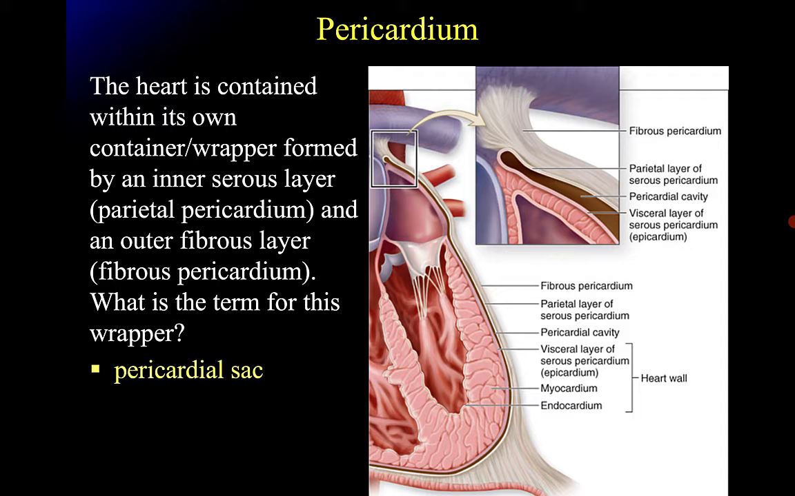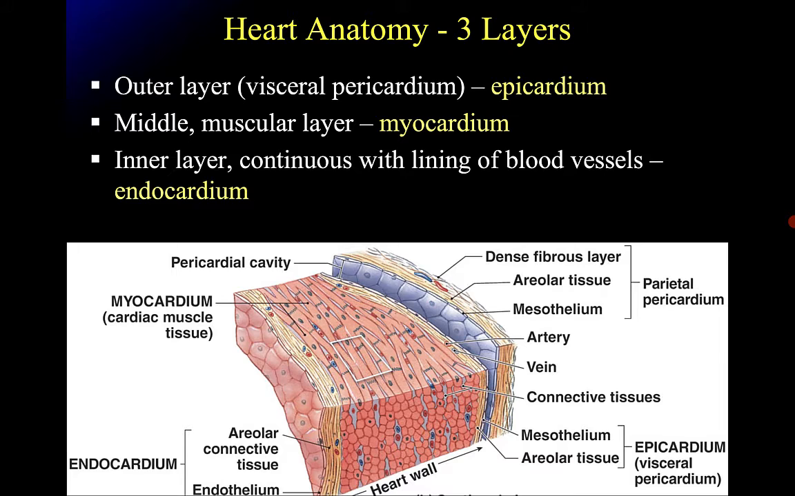Things are going to get a little bit more complicated here, but we're going to build on that. When we think about the heart, in addition to having the sac on the outside, which is the fibrous part of the pericardium, or what we call the pericardial sac, we have three layers. And on the outside, we have the epicardium. This is actually the visceral pericardium we talked about earlier in the semester.